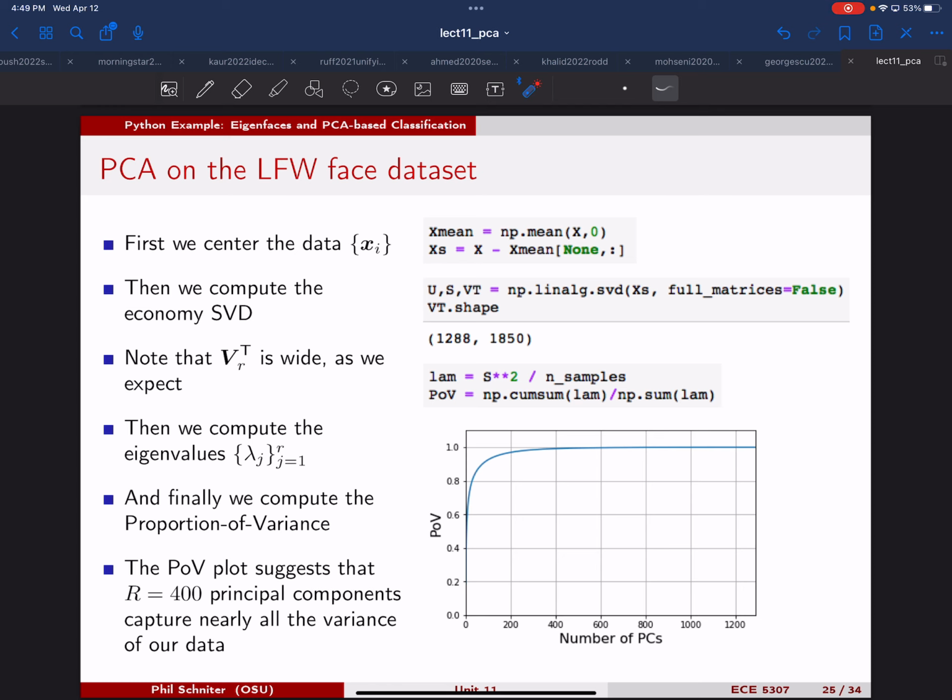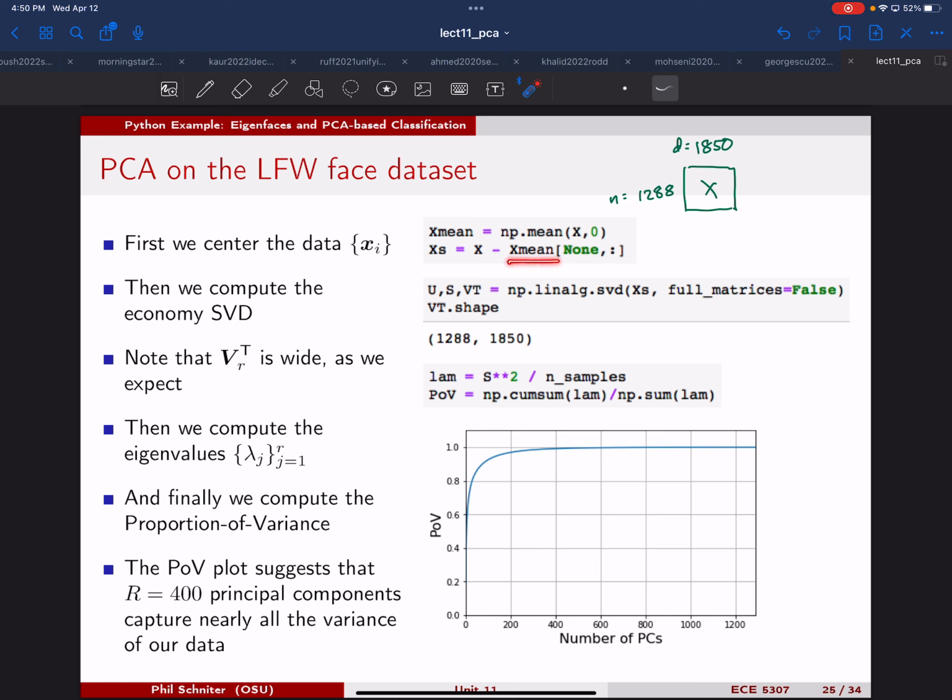Okay. So let me draw this. So this is an example which is maybe a little bit non-standard in that we actually have more pixels than examples. So first thing we do is we compute the mean. Now when you compute the mean of a matrix in Python or MATLAB, you have to tell it which axis you want to average over. So here you say axis 0, and what it will do is it will look at the mean of every column. And so that will give you a vector of means, one for every one of the 1,850 features.